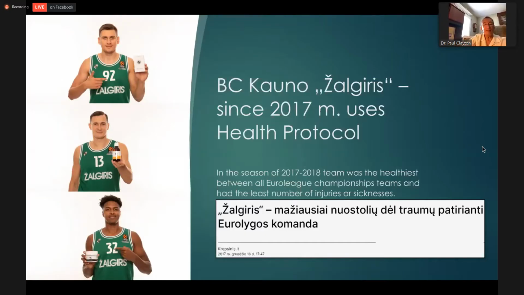Well, Zalgiris. They've been using this program. And the one thing about Zalgiris that is interesting is, firstly, they're an extremely good team. But the other thing that's interesting about them is they have fantastic stamina. They have a track record of winning all of their games in the last quarter. So other teams can keep up with them to begin with.